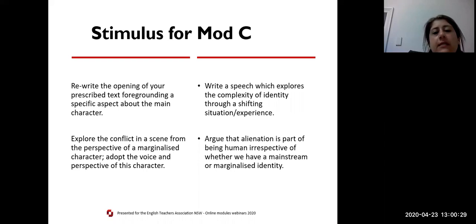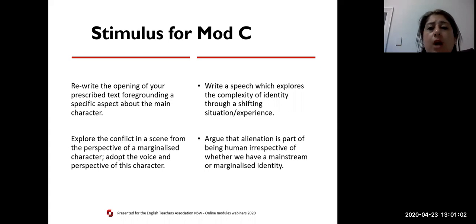Explore the conflict in a scene from the perspective of a marginalised character. Adopt the voice and perspective of this character. Again, how might Jack feel in a particular instance? Or how might Farouk feel? Or Con at the wedding? How might Con feel when Daryl is speaking? Does he feel included? Is there a level of inclusion and exclusion? Explore your take on modern identities through this lens.